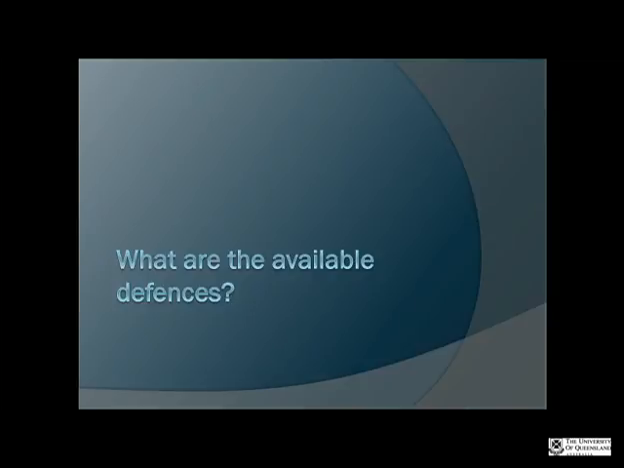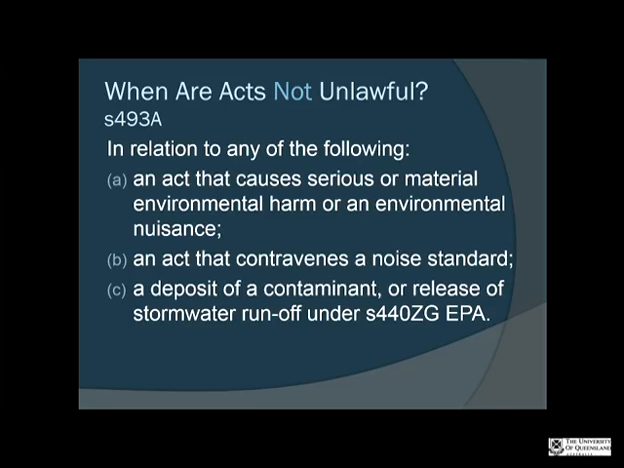So what are the available defences to an allegation of environmental harm? Well, you want to ask yourself, when are these acts not unlawful? And you're going to look to section 493A. So in relation to any of the following acts, either an act that causes serious or material environmental harm or environmental nuisance, or something that contravenes a noise standard, or a deposit of a contaminant, release of stormwater runoff, and so on and so forth.